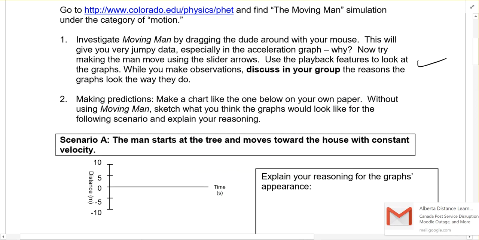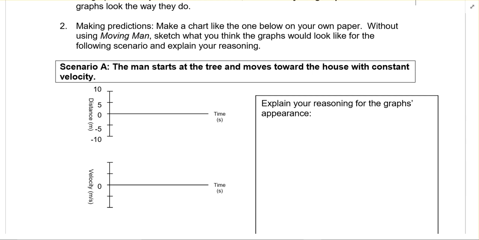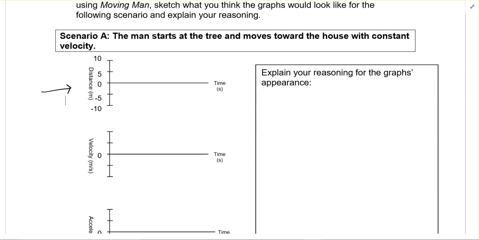Number two, making predictions. Make a chart like the one below on your paper without using the moving man. So pretty much for this lab, you're going to start off with a graph or a chart, something like this, right? And you're going to show me what you think that would look like. So in this scenario A, the man starts at the tree and moves toward the house with constant velocity. So you're going to show me what the distance time graph looks like, the velocity time graph, and the acceleration time graph looks like for that scenario.